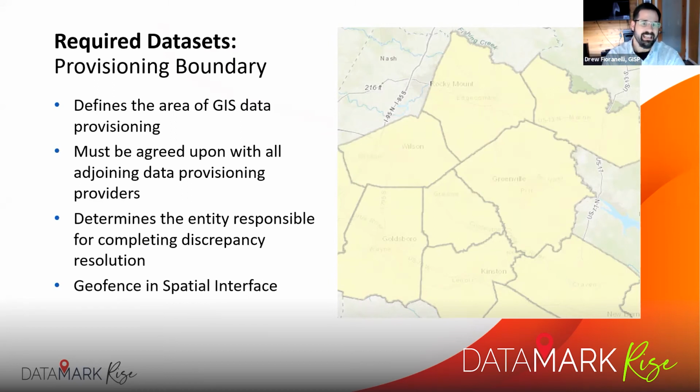So this is the easiest of the boundaries to identify because more than likely it's going to mimic your municipal boundary or your county boundary because you're responsible for the data that's within your county. So it creates that geofence and the spatial interface as well, so that when anomalies are identified in your GIS data, it knows where to send the anomaly report to what PSAP to let you know that there's an issue with a piece of data. So I love this boundary because it's the easiest of the 3 boundaries.